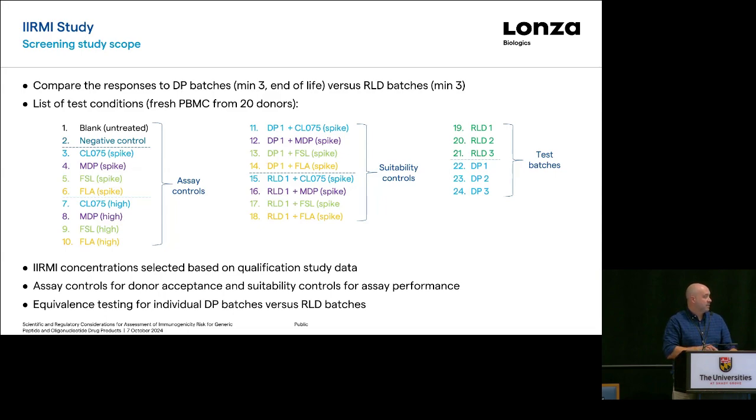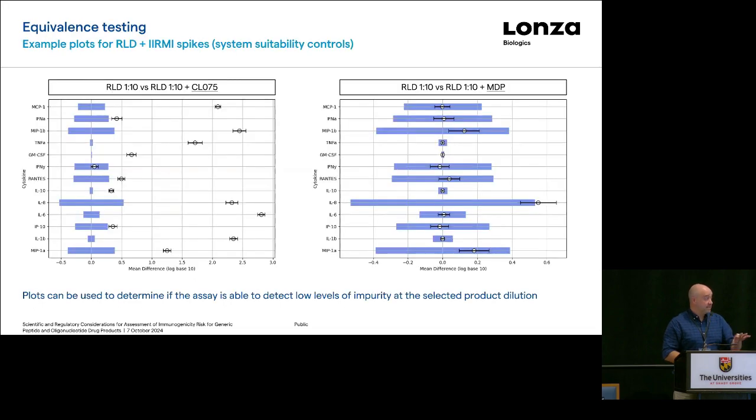And then we actually use, as mentioned, I'm not going to try and explain equivalence testing. I think people can talk to the biostatistician and talk to Sofie for that, because I have no idea how it works. But we've developed a method just to, again, compare those DPs versus RLDs to see if they're equivalent.